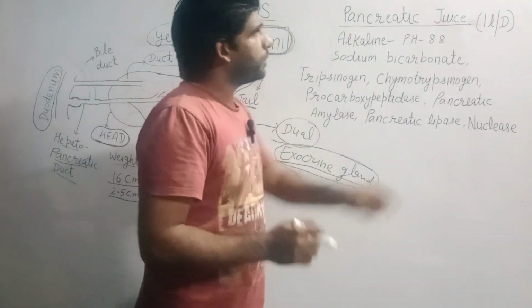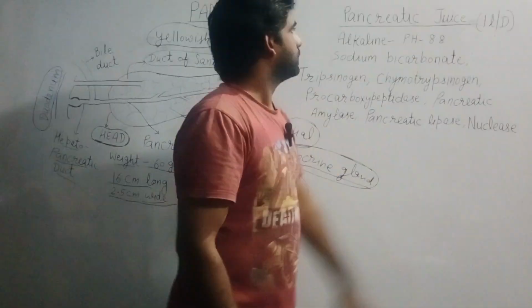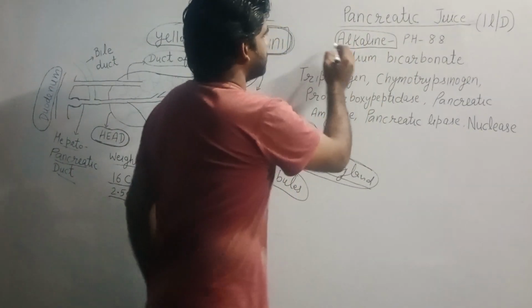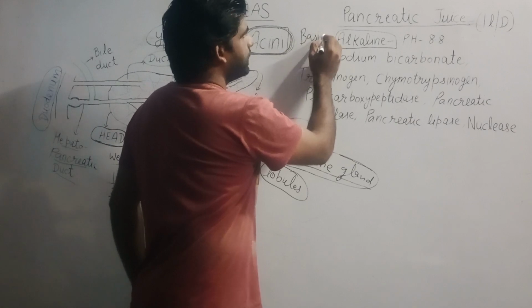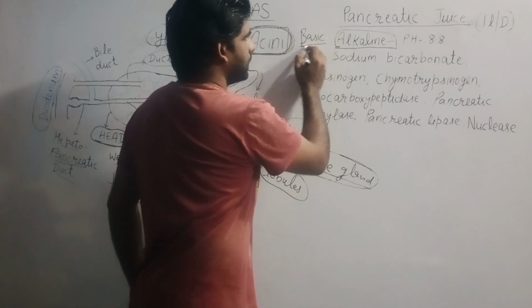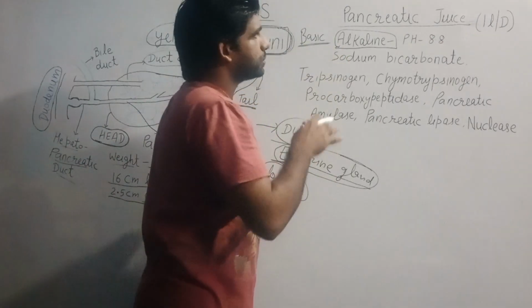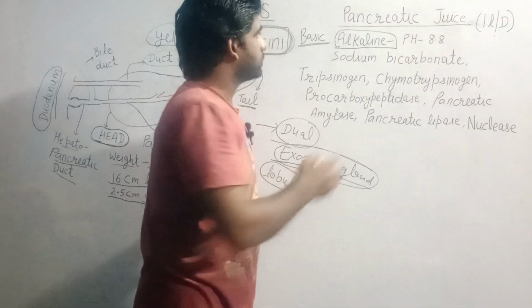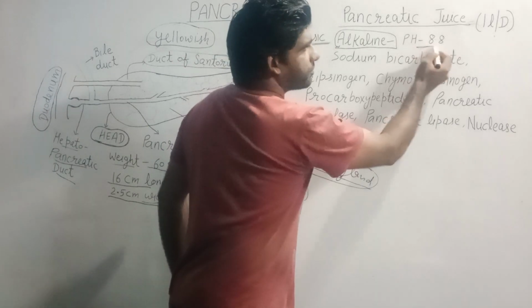Every day about 1 liter of pancreatic juice is secreted. It is alkaline in nature. Alkaline means basic. Basic means its pH is more than 7. At 7 pH, substance is called neutral. Below 7, it is called acidic, and above 7, it is called basic. So pH of pancreatic juice is 8.8.